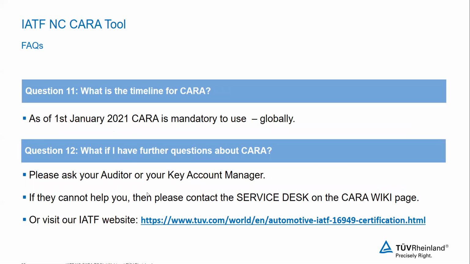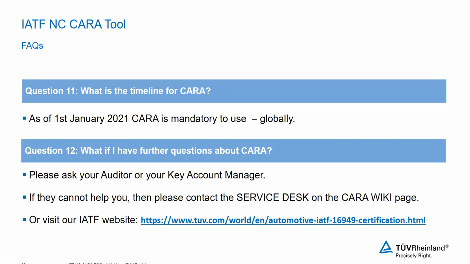So what is the timeline for CARA? CARA is mandatory to use as of 1st of January 2021, everywhere in the world, globally. So what happens if you had an audit in November and you have non-conformities? Do you need to use NC CARA? Well, for audits that started before the 1st of January, nobody needs to use the NC CARA tool.